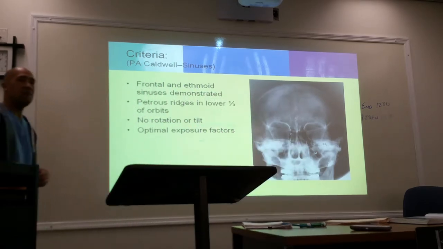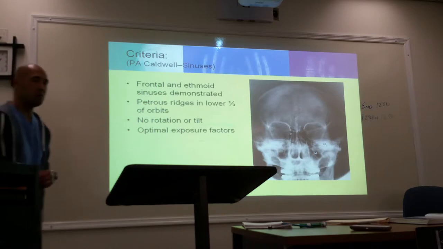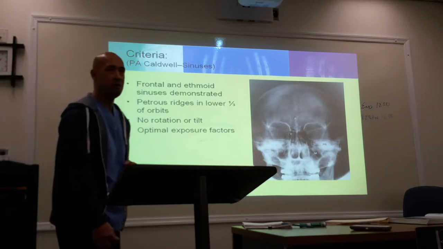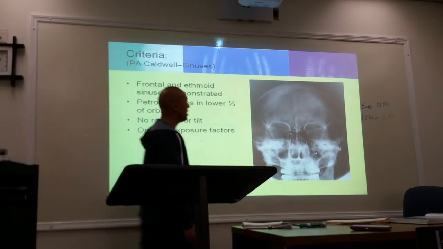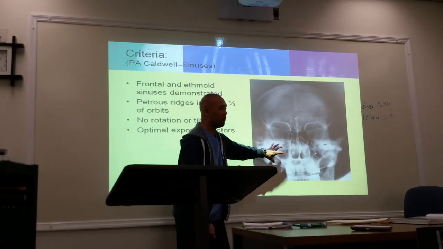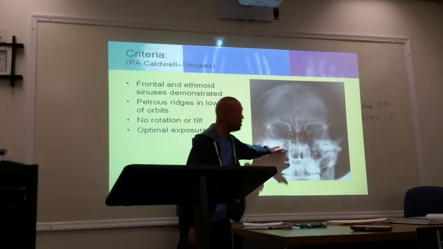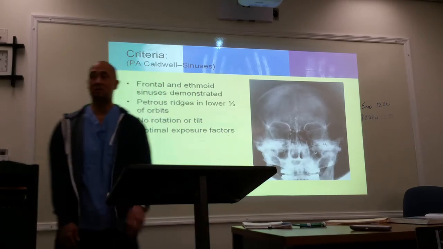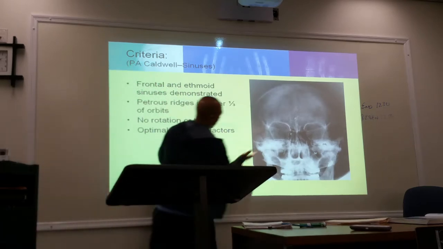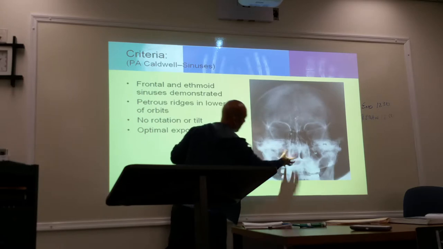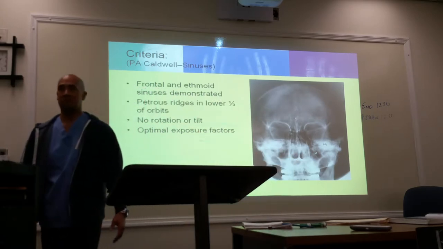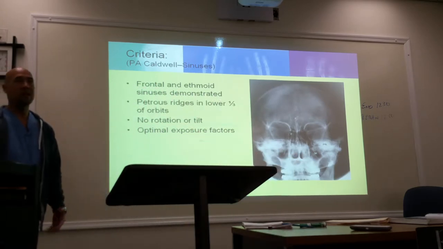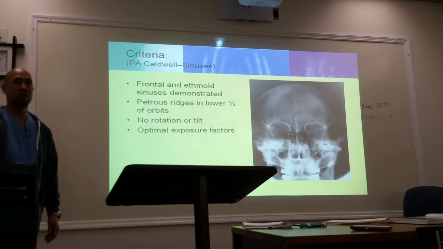Petrous ridges, if you get a properly positioned P.A. Caldwell, petrous ridges should be located where? Bottom third. The bottom third. So is this view projection good for looking at maxillary sinuses? No, because the petrous ridges are over the maxillary sinuses, right? So lower third of the orbits, but it's filling up the maxillaries, you can't see it. So what would be best then for visualizing the maxillary sinus? Waters.